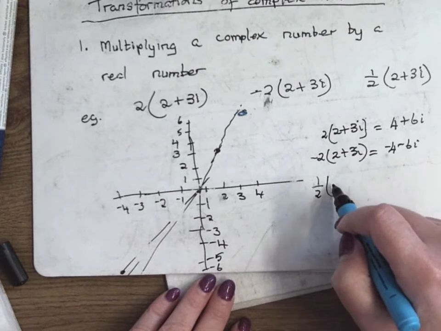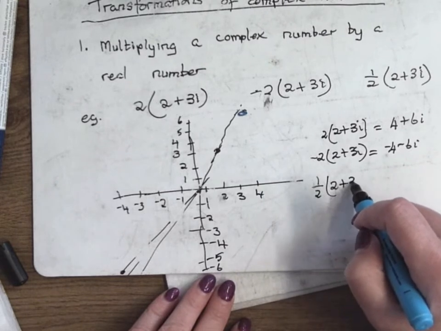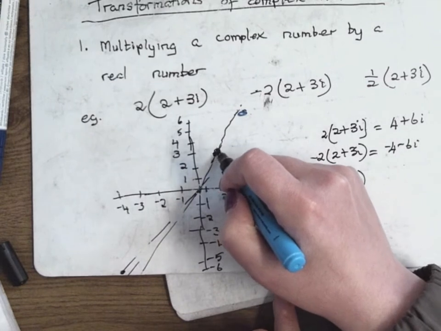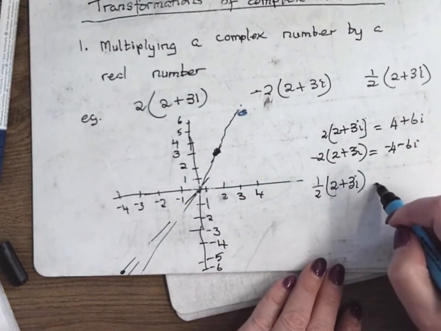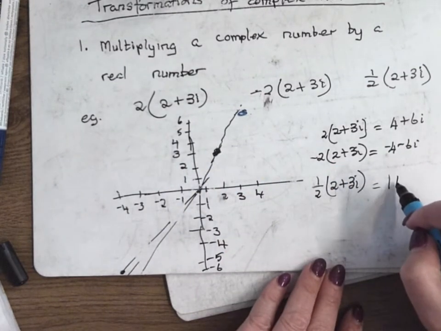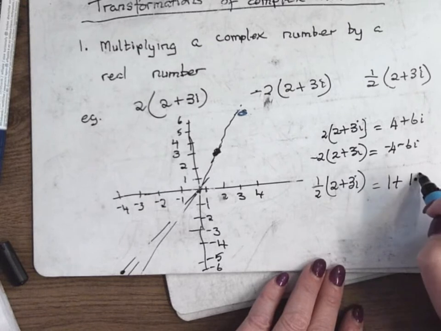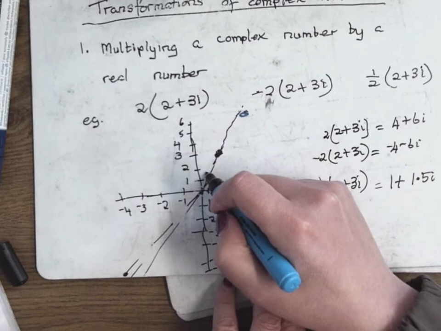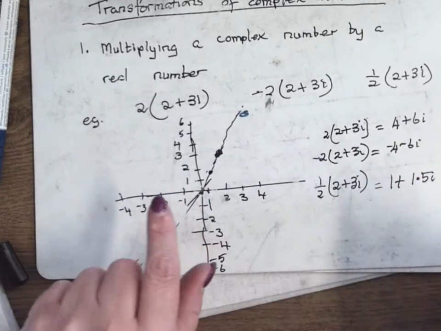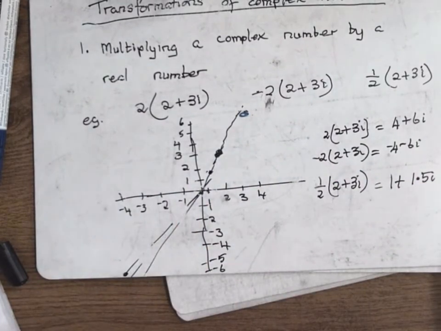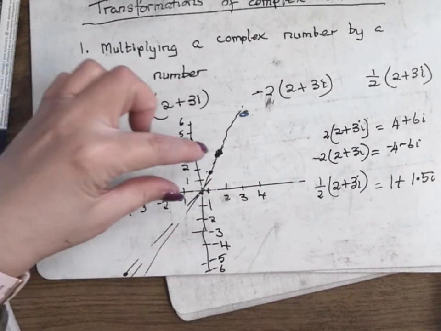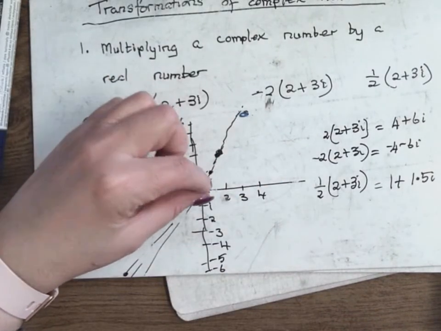So if I multiplied by a half, same starting point. I'm starting on 2 plus 3i again. That's 1 plus 1.5i. Agreed? So that's across 1, up 1.5. Guess what? It's on the same line, but it's half as far from the origin, right? So the distance to the origin has halved.